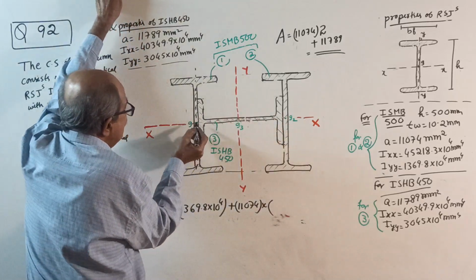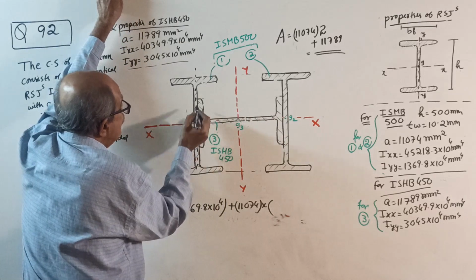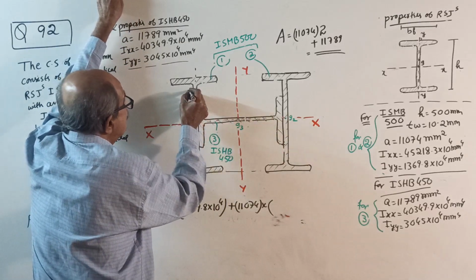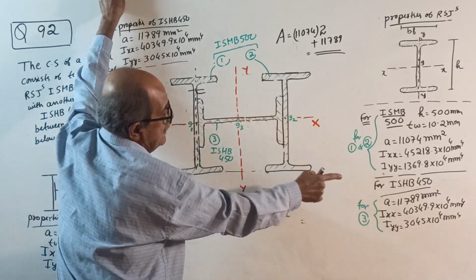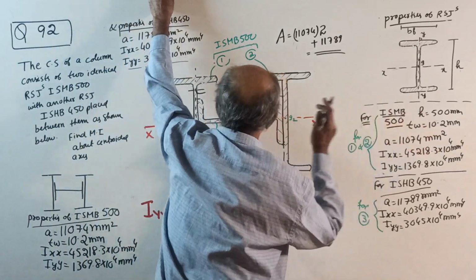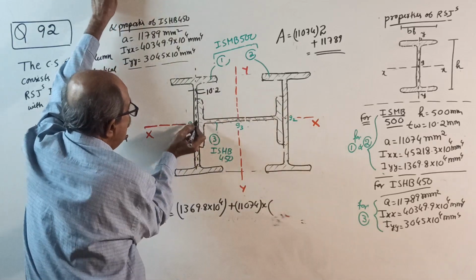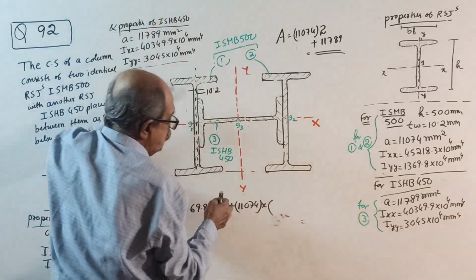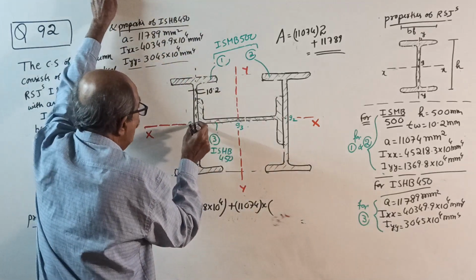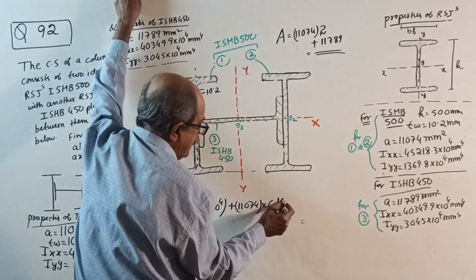That distance is measured from the center of web. From here, this is the center of web. What is the web thickness here? For this one, web thickness is given. Why is it given? It is required, that's why 10 is given. So from centroid to YY, this distance square is 10.2 by 2.